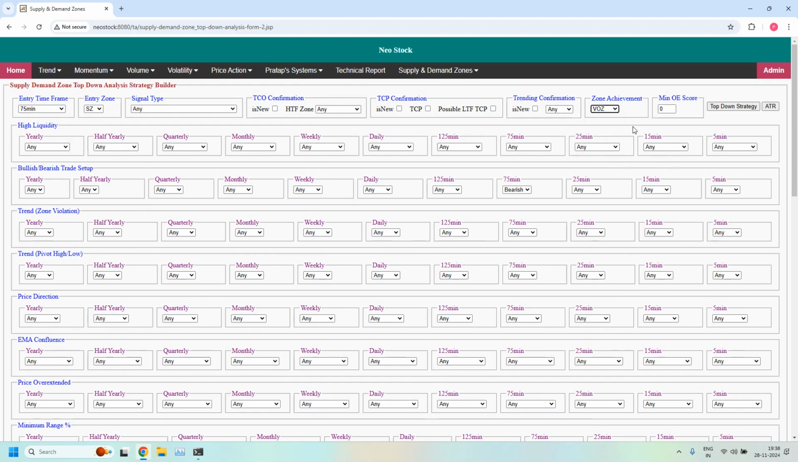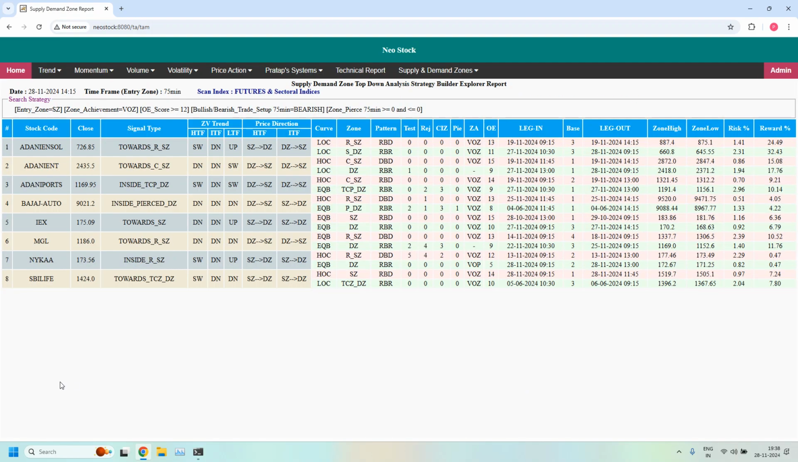Zone achievement violated opposing zone. Minimum order enhancer score 12. All 3 filters are applied to 75 minute supply zone. Let's verify. We got 8 stocks. Currently these 8 stocks are supporting bearish trade setup for weekly income trade. Okay, out of these 8, some high probability supported supply zones might be available.